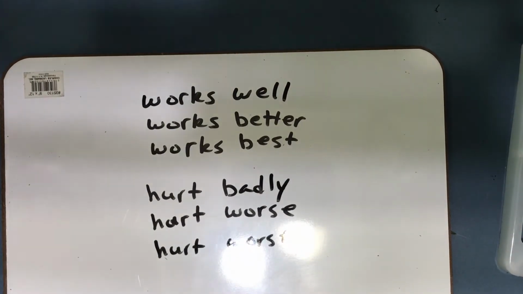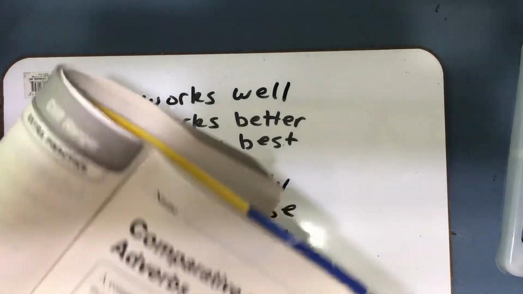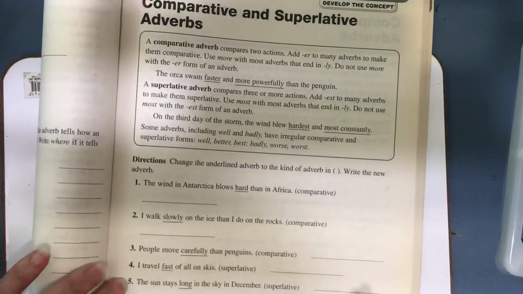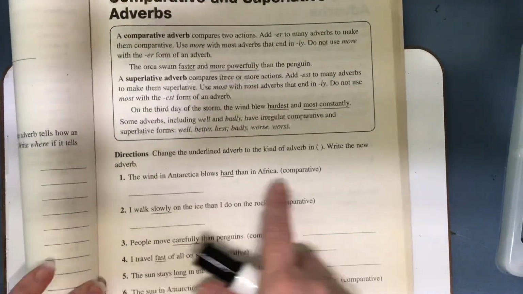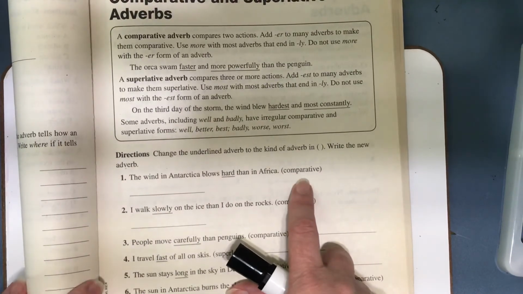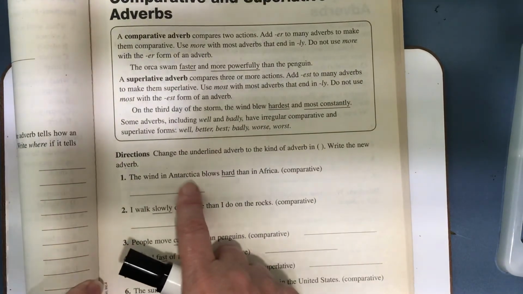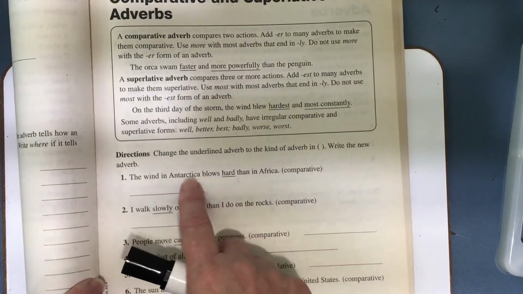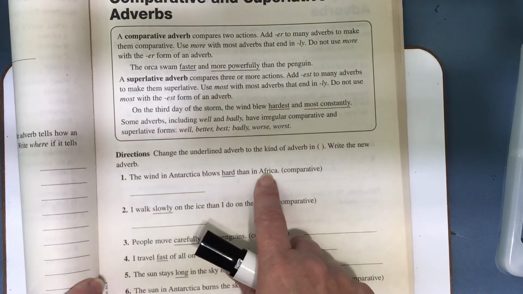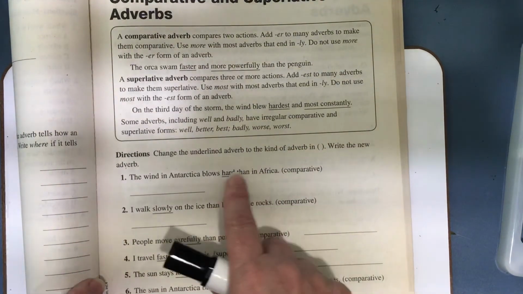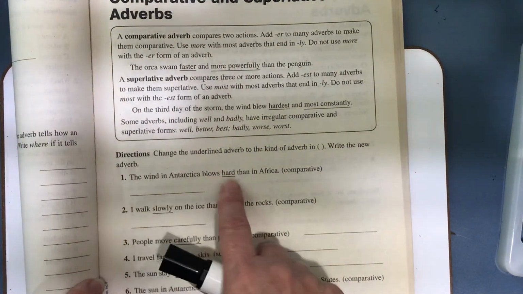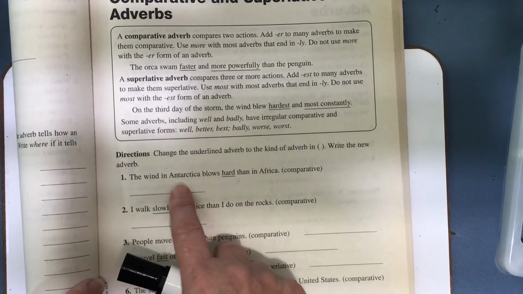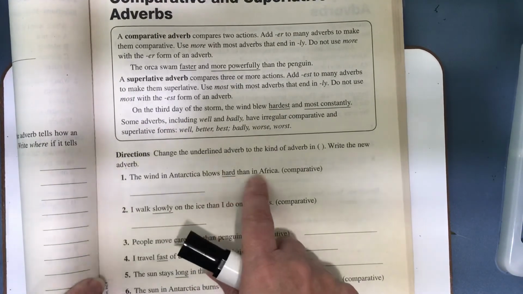Now if you look in your workbook on page 93, here you're supposed to take this adverb and write the form that's in parentheses. So it says the wind in Antarctica blows blank than in Africa. We're comparing how the wind blows in Antarctica and how it blows in Africa. That's two actions where it blows. We're going to say harder. The wind in Antarctica blows harder than in Africa.